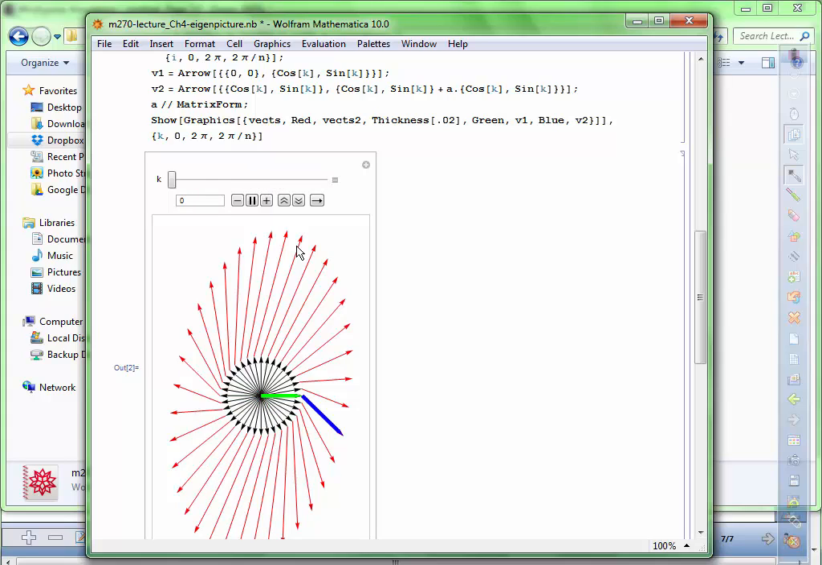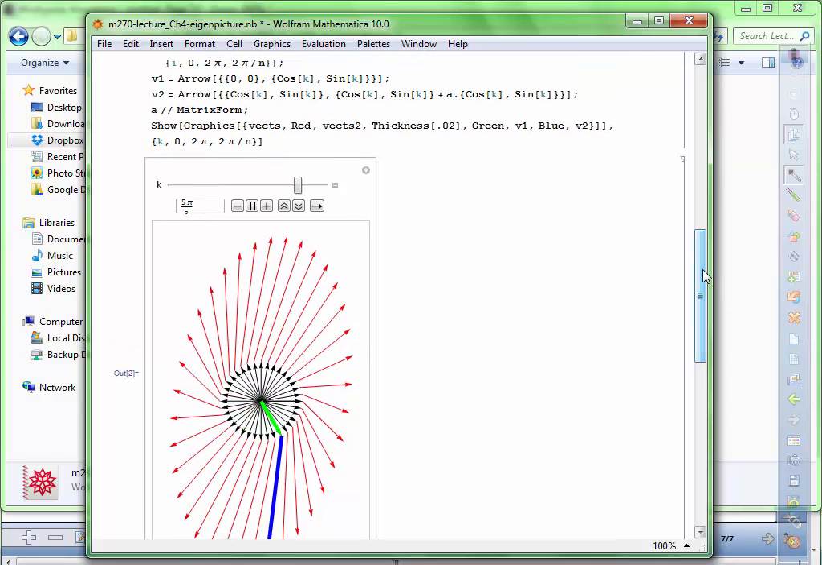Then you have it go around and you can try to figure out which one is the eigenvalues or the eigenvectors.